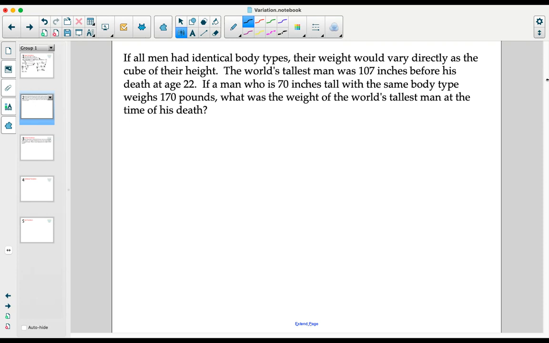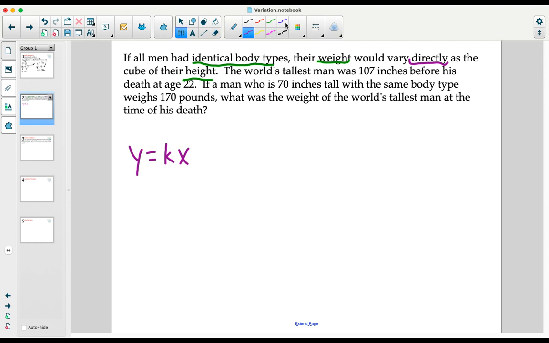For this next direct variation example, we're given a slightly different description of the problem and the relationship between the two variables. The two variables that we are studying in this example are the weight and the height of this supposedly identical body type. We are told that the relationship between them will vary directly, so we're going to start with our direct variation equation, y is equal to kx.